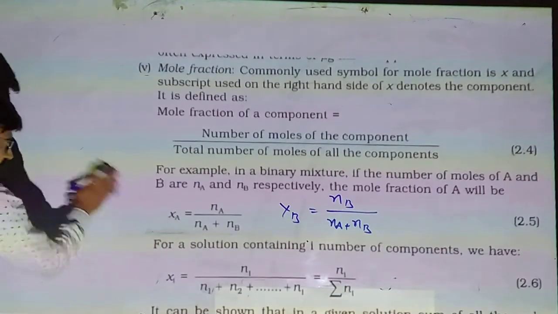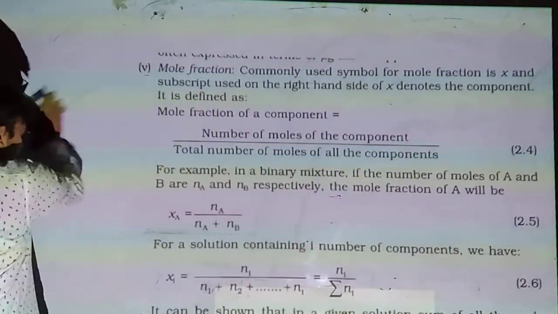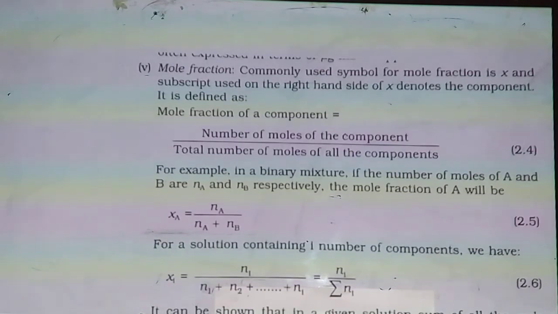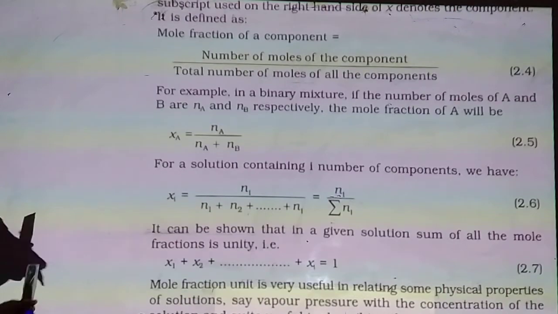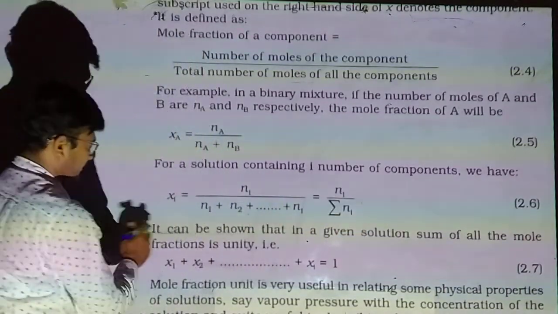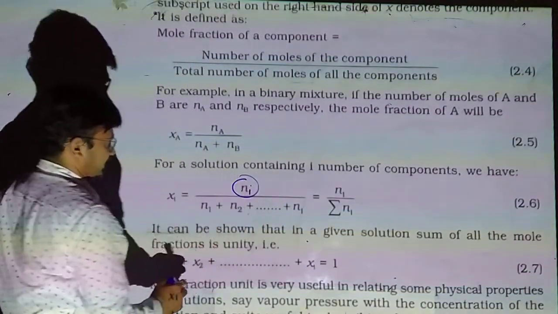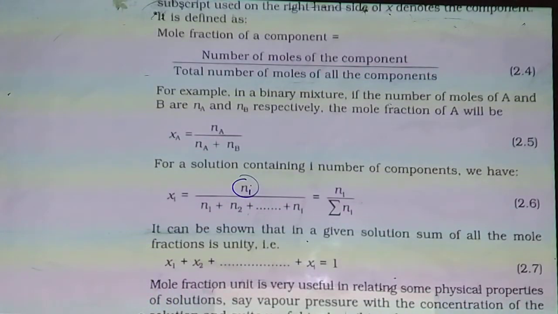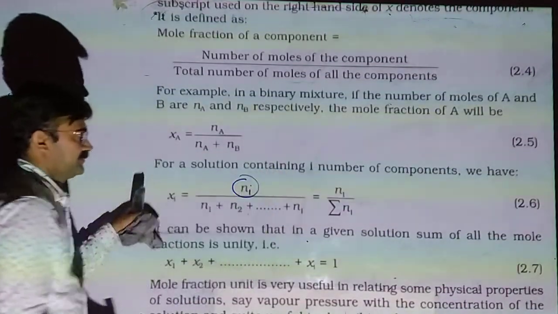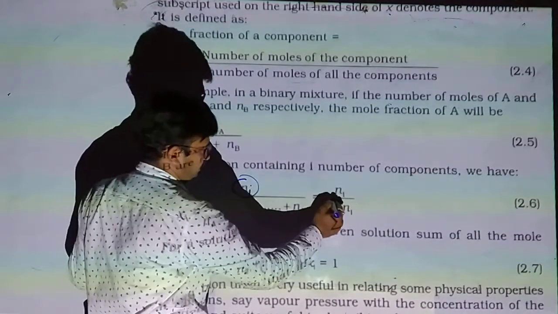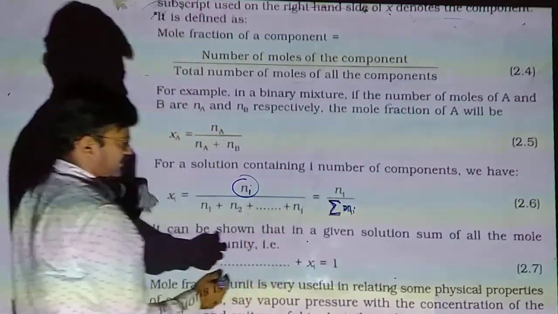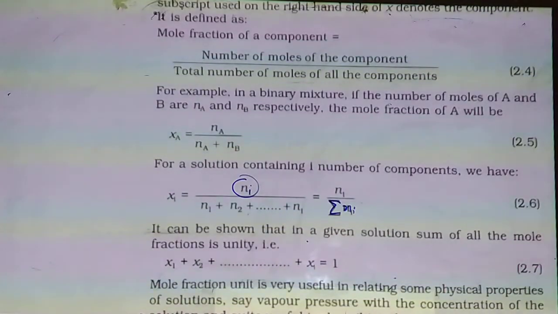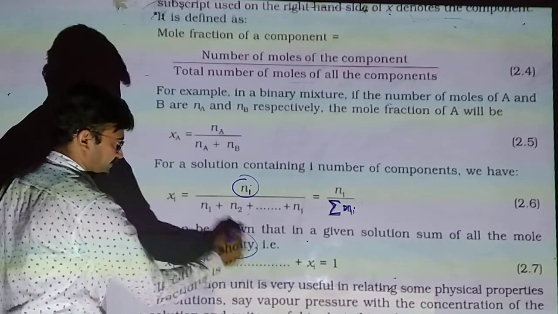Sometimes in a solution many components are present, એટલે કોઈ એક કે બે નહીં, more than 2 હોય તો તે બધાનો આ રીતે ડિરાઈવ થાય. જેનું મોલ ફ્રેક્શન ડિરાઈવ કરવું હોય, number of moles of the particular component upon total number of moles. Summation means the total number of moles. It can be shown that in a given solution the sum of all the mole fractions is unity, એટલે કે 1 હોય છે.